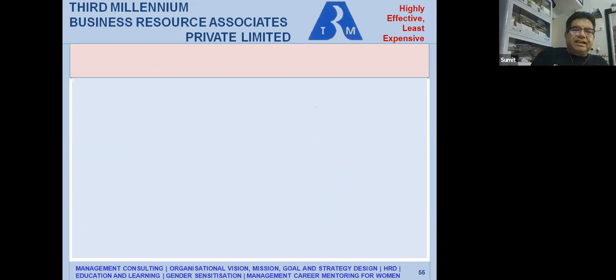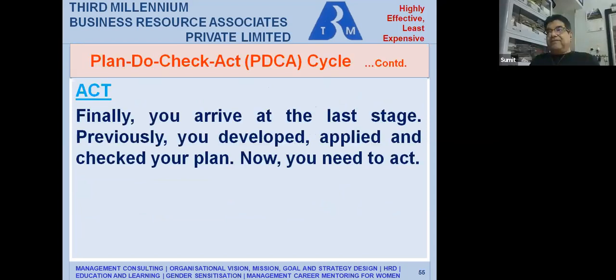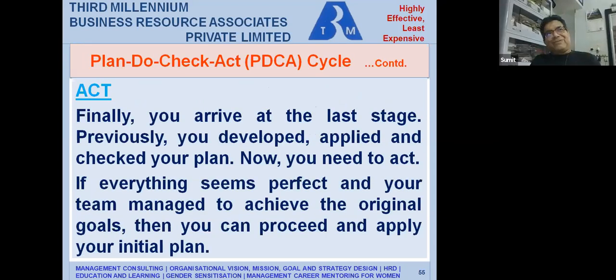Then final part of this cycle. And when I say final part, I'm talking of one cycle. After this, again, you have to plan for still better thing. You have to again do, you have to again check, you have to again act, right? So act is the last part of one particular cycle.